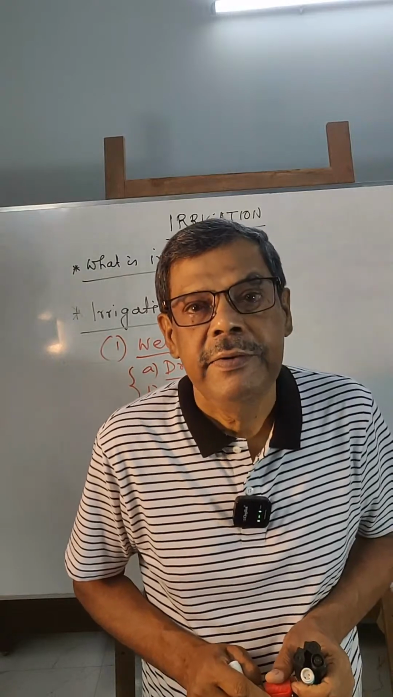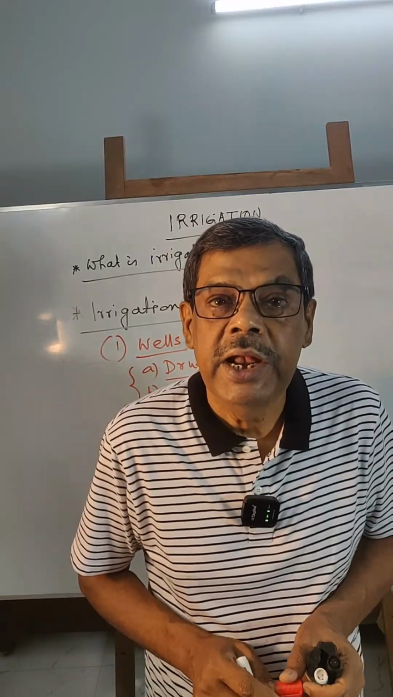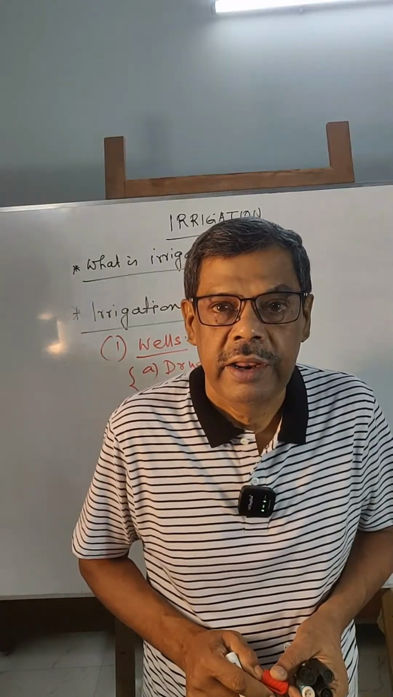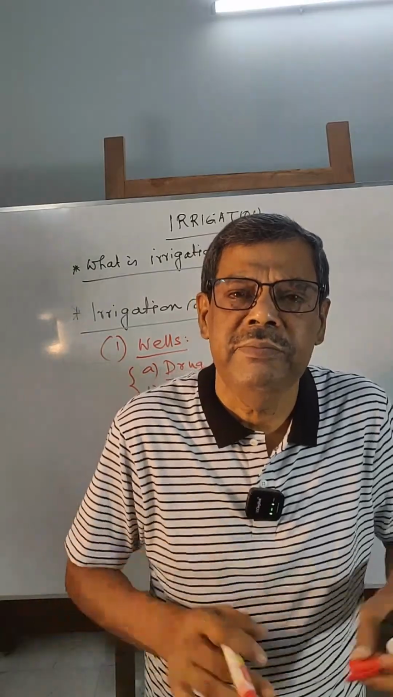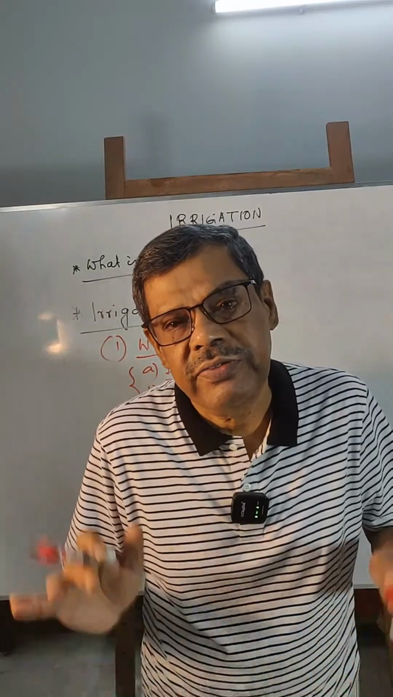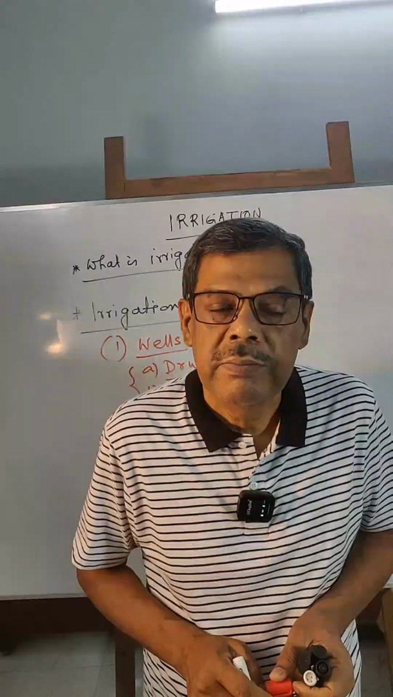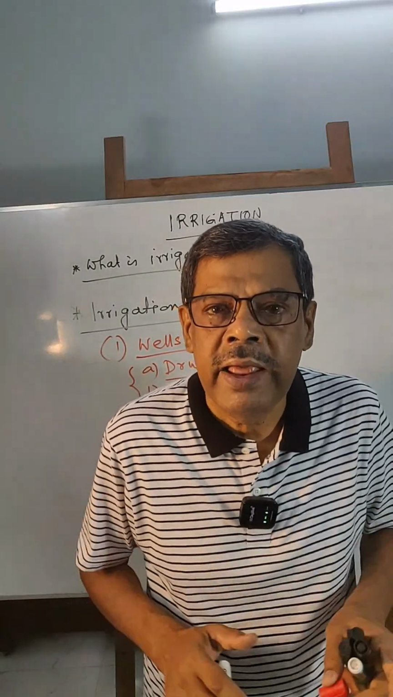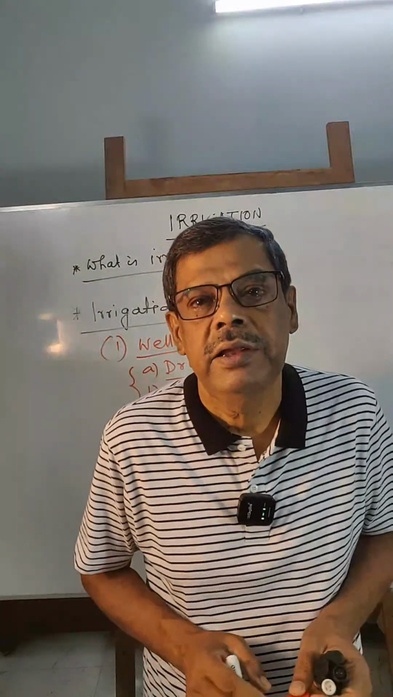The canals get subdivided into branch canals, which are again subdivided and reach the crop field. This is an extensive and elaborate system. By this system, several acres of land are cultivated in our country.